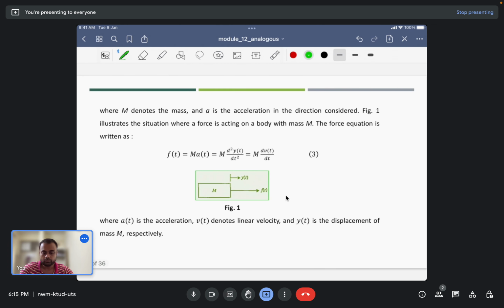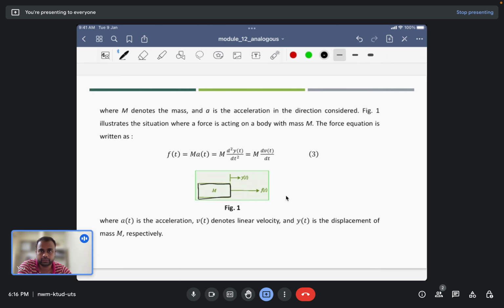So let us see an example here. We have a free body diagram for a mass m. So this is the object of mass m, and m denotes the mass, a is the acceleration in the direction considered. Figure 1 illustrates the situation when a force is acting on a body with mass m.